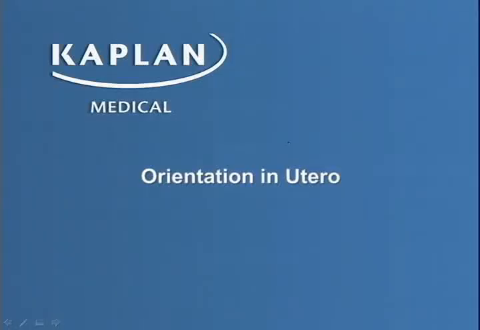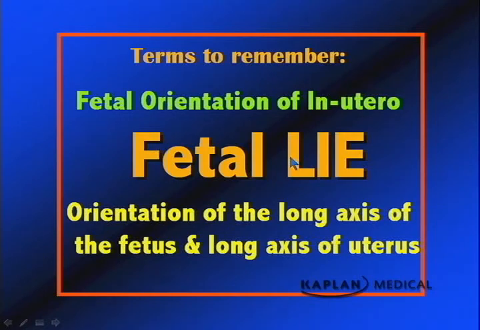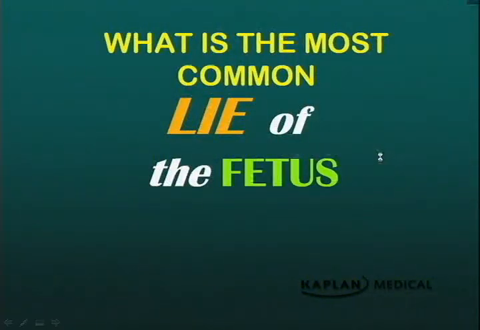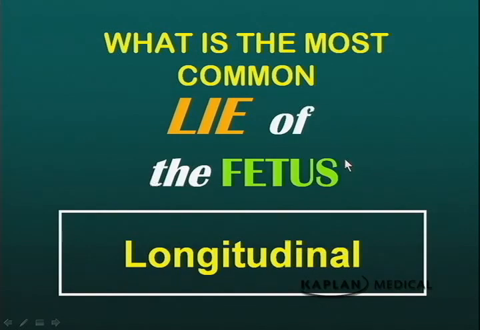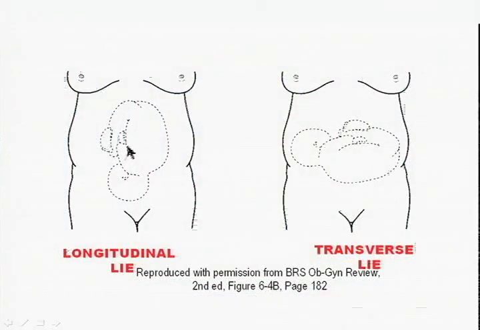Okay, now let's look at some terminology of the fetus in utero. The first is fetal lie. The lie is the orientation of the long axis of the fetus and the long axis of the uterus. The most common lie is longitudinal. Here we have a fetus in longitudinal lie. The long axis of the baby is the same as the mother.